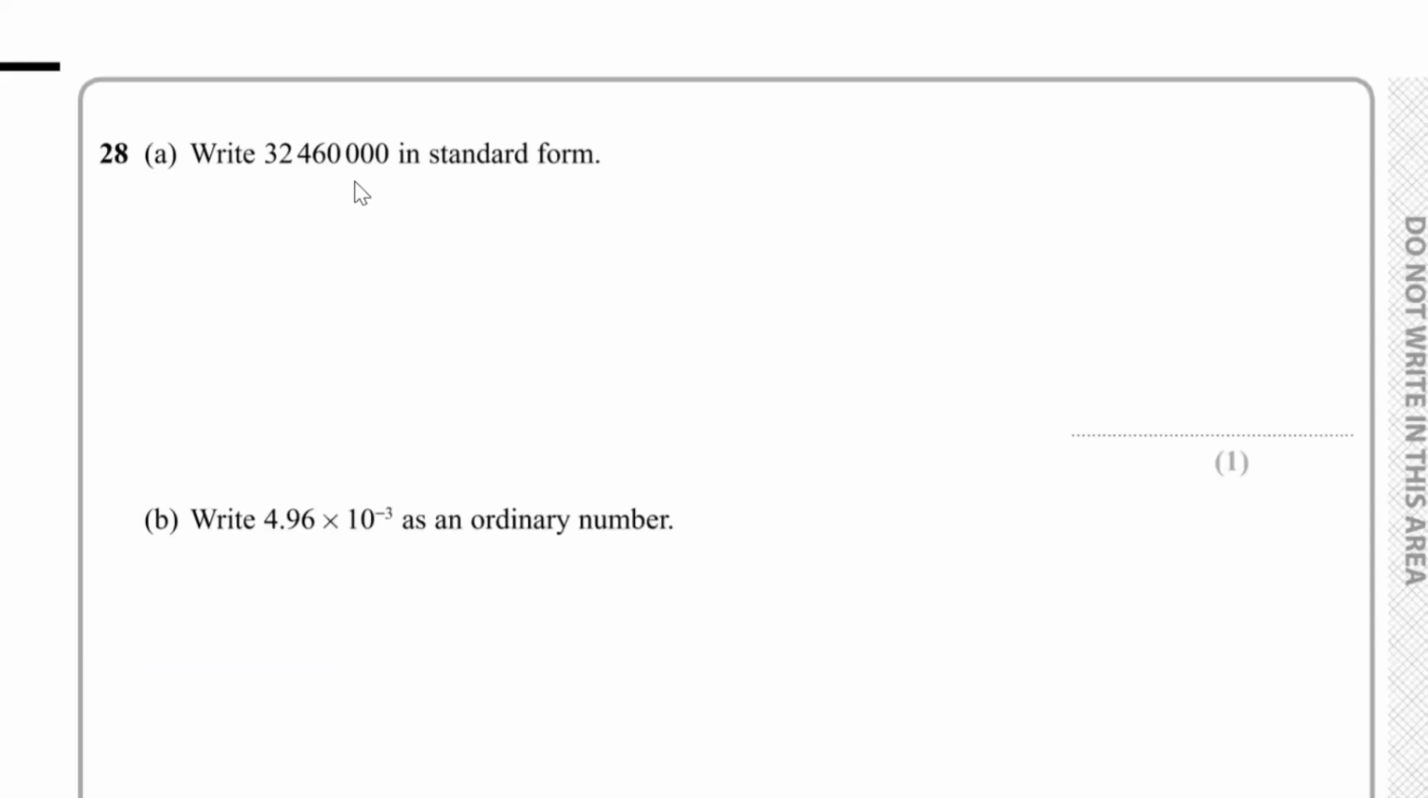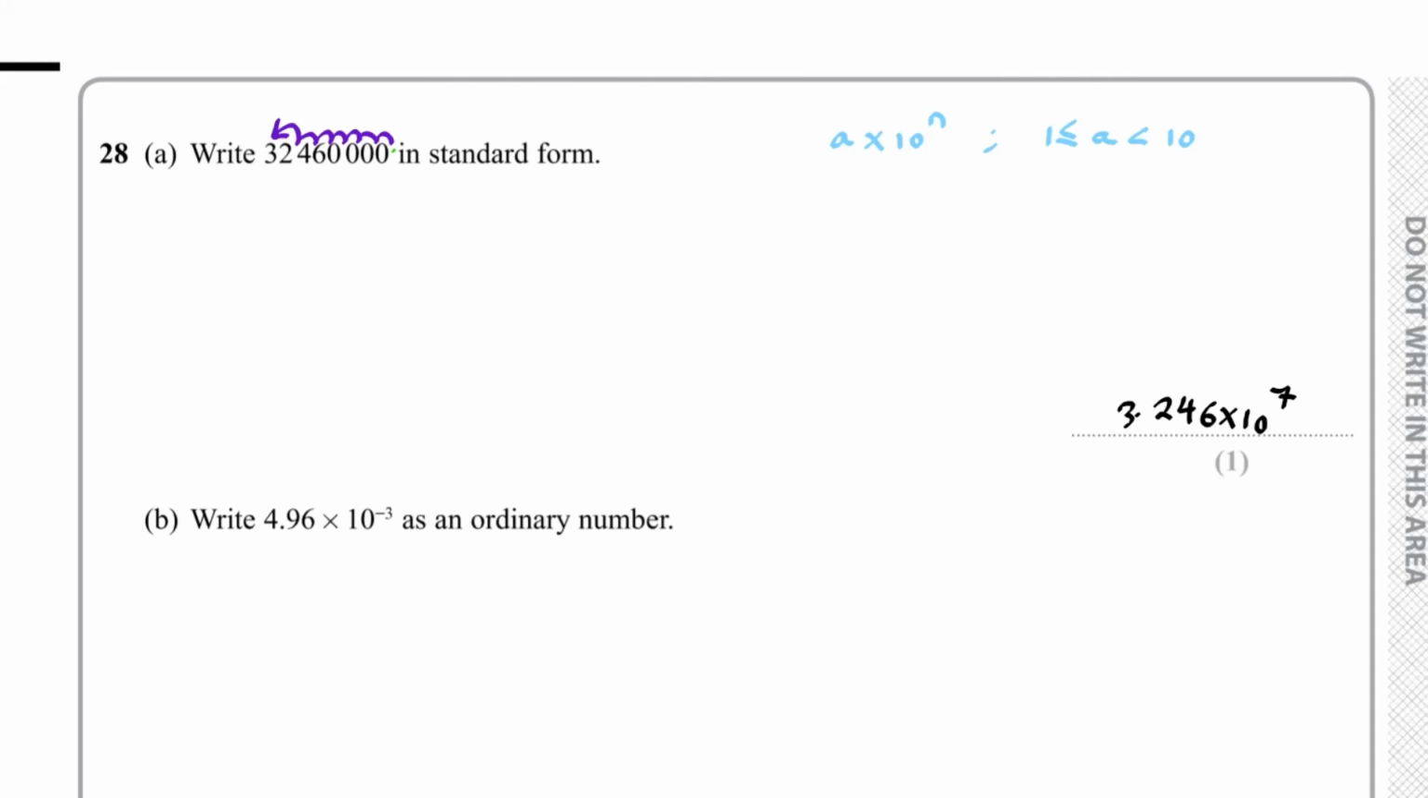Question 28. For part A, we have to write 32,460,000 in standard form. Well, for standard form, the number needs to be in the form a times 10 to the power of n, where a is between 1 and 10. So, if the decimal point is here, we need to move the decimal place 1, 2, 3, 4, 5, 6, 7 places to the left. So we have 3.246 times 10 to the 7.